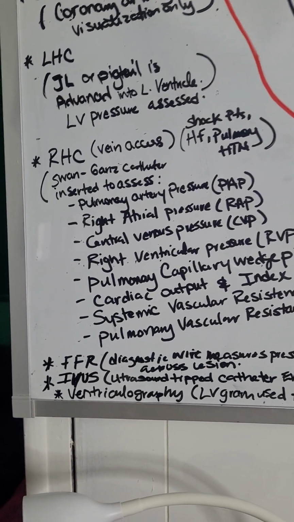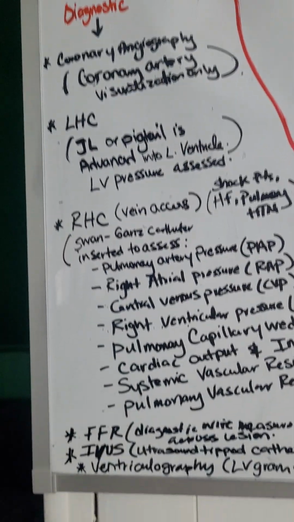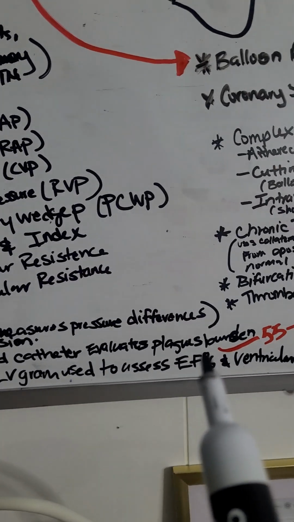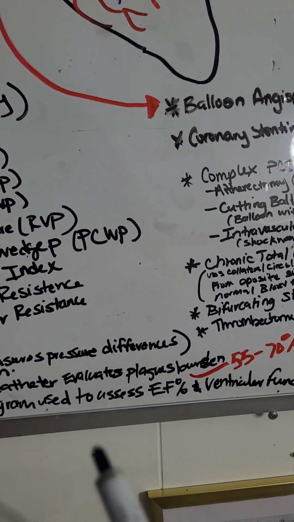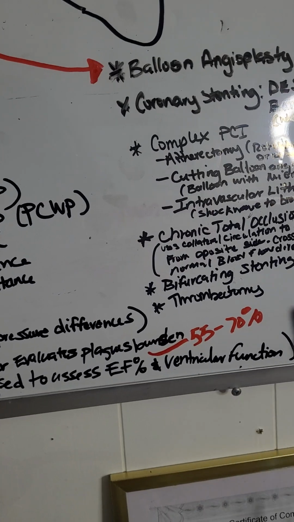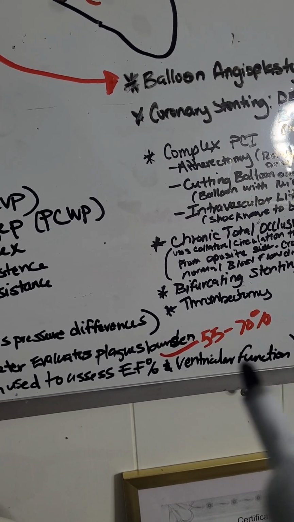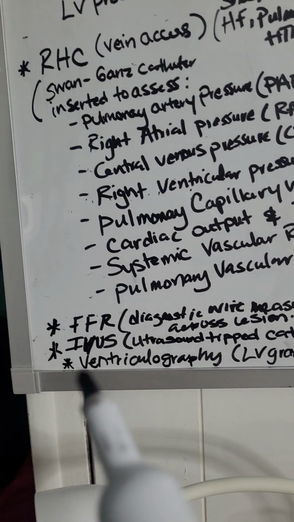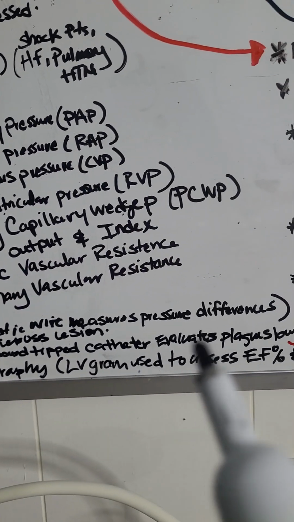These are all part really of a left heart cath or coronary angiography, right? So we can do an IVUS. It's an ultrasound tipped catheter that evaluates plaque burden. It's evaluating if a plaque is found in the coronary arteries. We do an IVUS to see how significant that plaque is when it comes to disrupting blood flow to the rest of the vessel. Okay, and then we do what we call a ventriculography, also known as an LV gram.